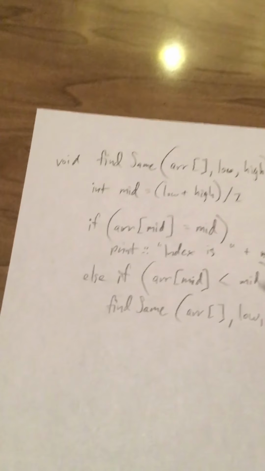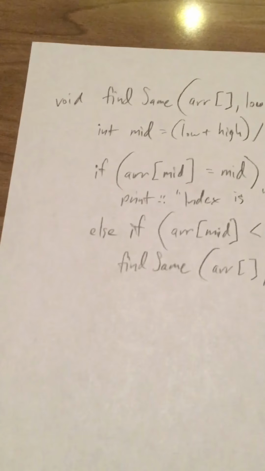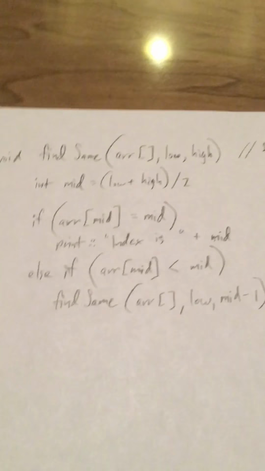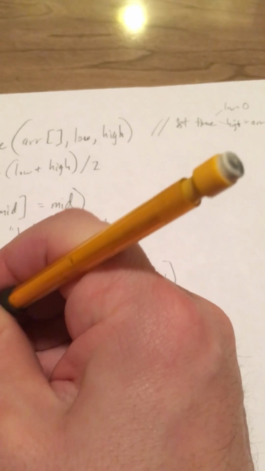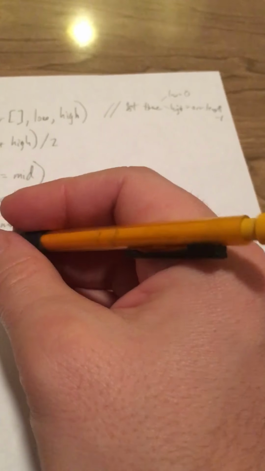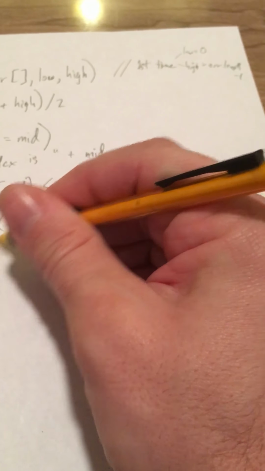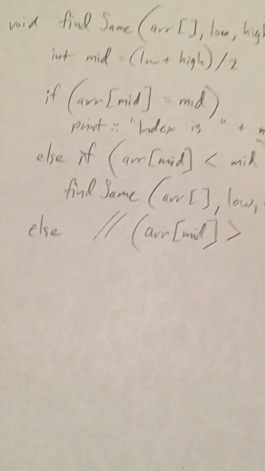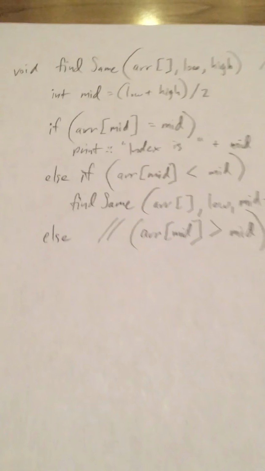And then the high would be, since now we're targeting the lower half of the array, we've already looked at mid. We know that's not it, so we're just going to save ourselves a step and do mid minus 1. Okay, so we recursively call that. And then we need one more condition for the other way around. This would basically mean, I'll just pretend I'm doing comments here, if array value was greater than mid.